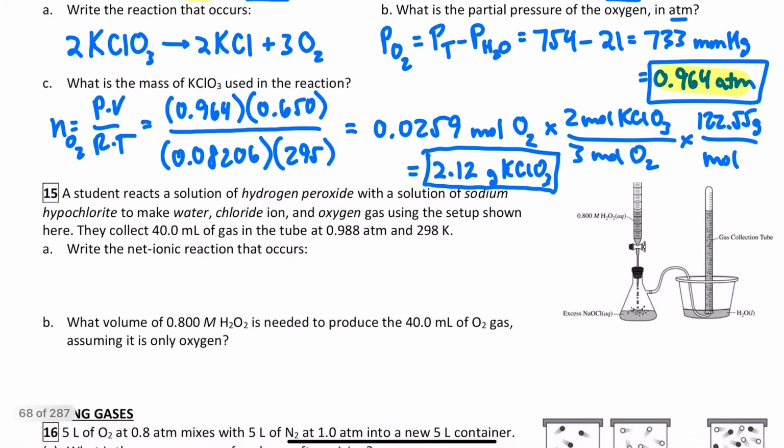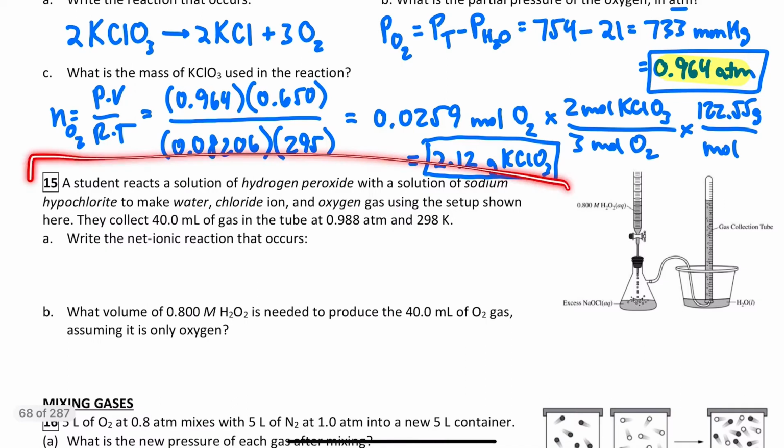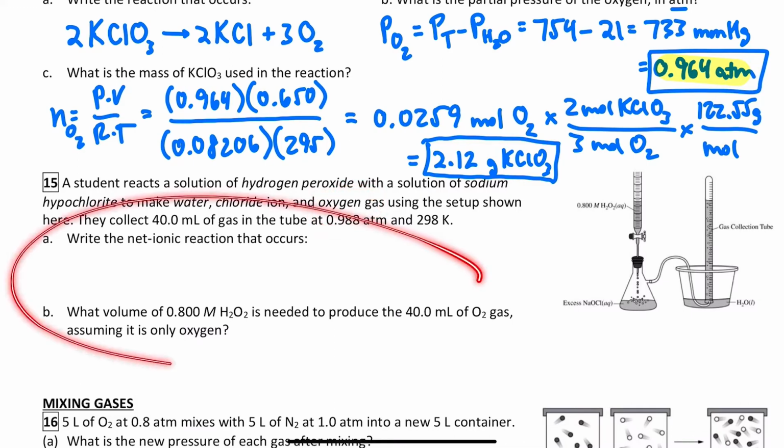Okay, so jot all that down and then hit pause and see if you could do the next question, which is very similar. They're collecting oxygen again by water displacement, and they want the reaction that occurs and something stoichiometric about the beginning. Hit pause and try that now. Okay, let's see how you did.